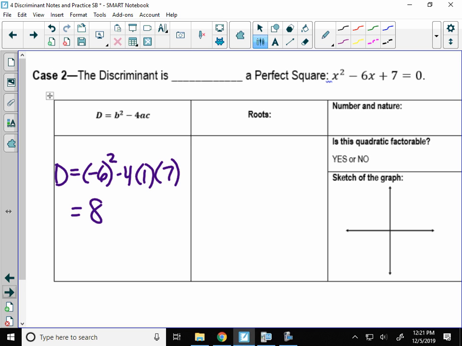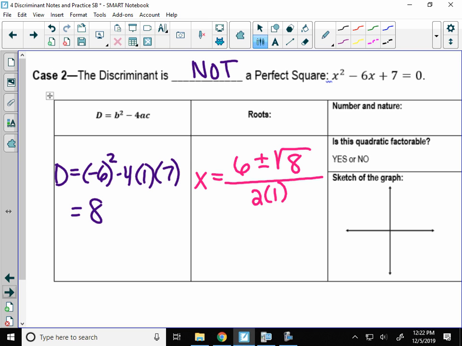The discriminant is not a perfect square. So it's a positive number, 8, but 8 is not a perfect square. So what does that tell us about our roots this time? Well, let's figure out what the roots are with the quadratic formula. So if x equals, what do I write first? Positive 6 plus or minus the square root of 8 over 2.